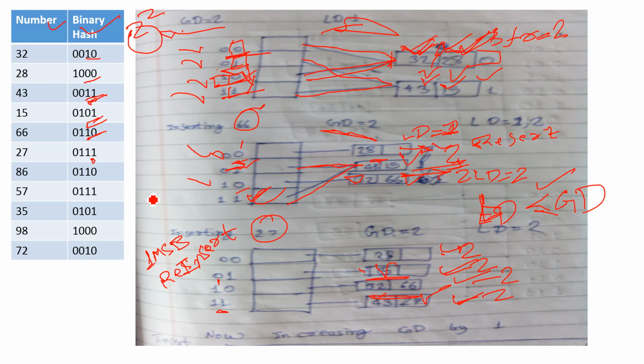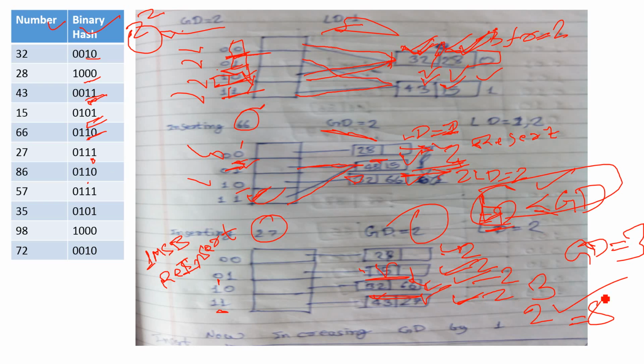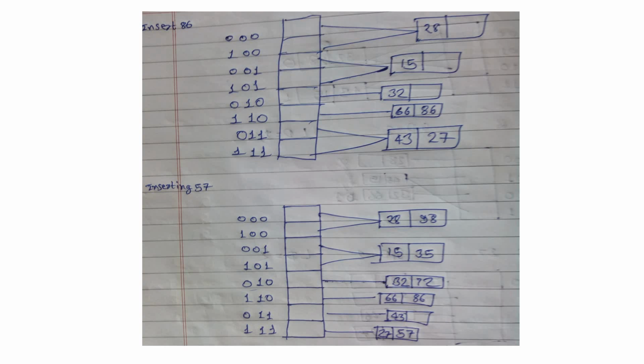Now, after 27, we are inserting 10. When we come to 10, it's already full. So what to do? We cannot increase the local depth, because that would violate this rule. So we increase the global depth now. If the global depth becomes 3, the number of buckets is 2 to the power 3, meaning 8 buckets. So we are moving to the next table.